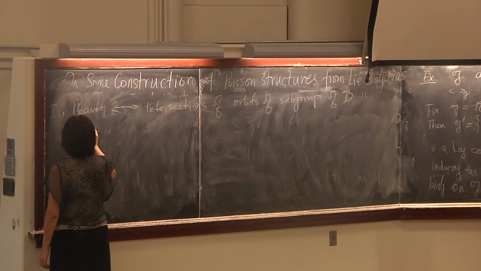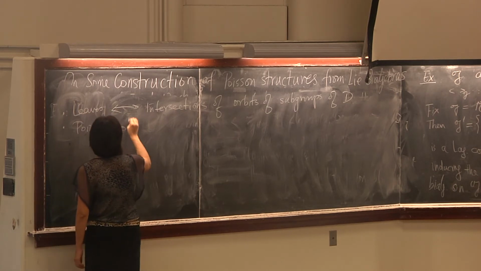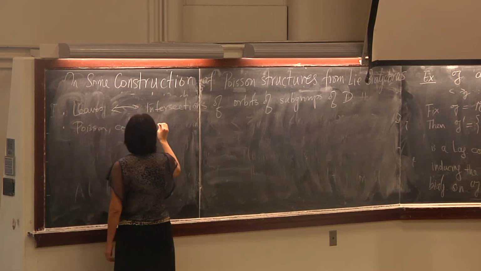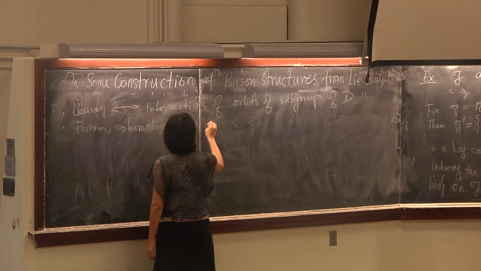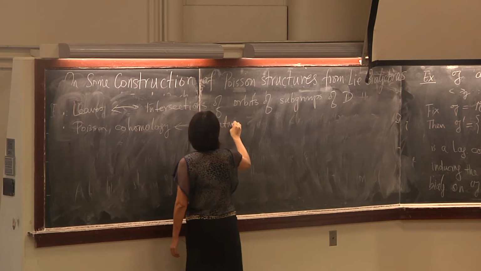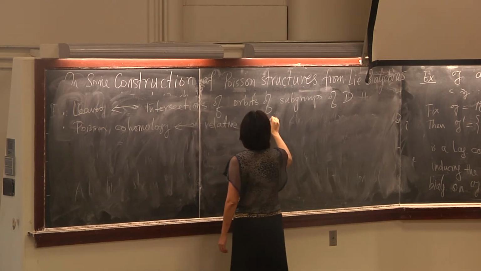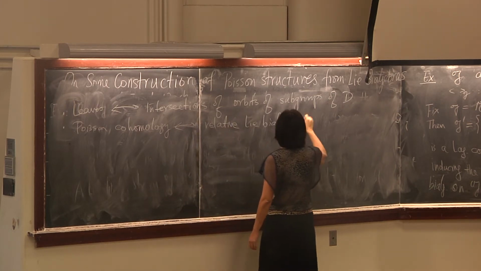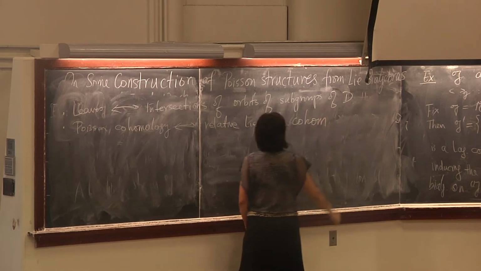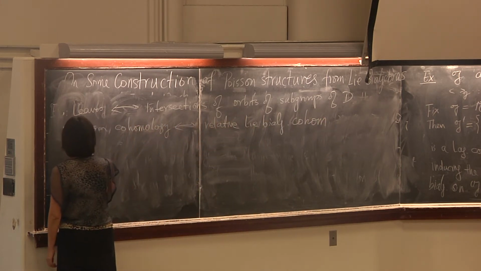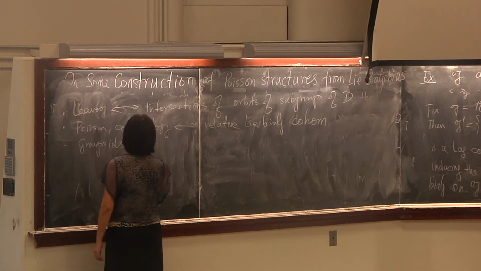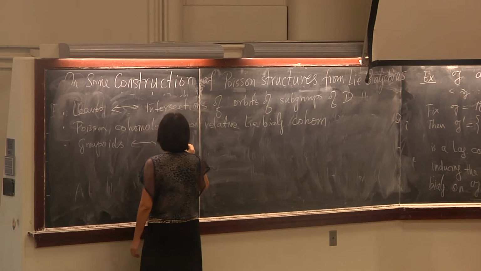Poisson cohomology can be expressed in terms of relative Lie bialgebra cohomology. This is sort of translating from one language to the other, okay? And then groupoids: symplectic groupoids will be transformation groupoids.